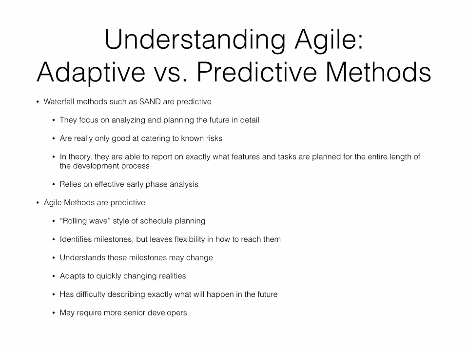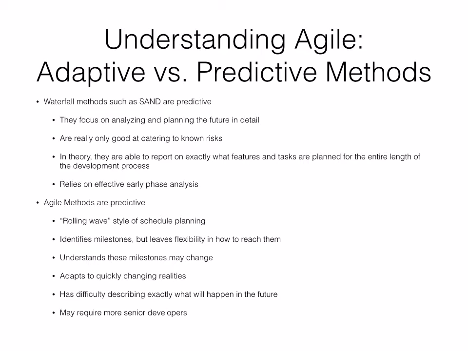So let's try to understand Agile a little bit more and the differences between Agile and Waterfall. I like to classify it as adaptive versus predictive methods. We've talked about this a little bit before. Agile is clearly adaptive. Systems analysis design, the waterfall method, is clearly predictive. Waterfall methods are predictive because they focus on analyzing and planning the future in detail. They focus on a very linear, sequential path to getting to some sort of utopia and having this perfect system at the end of the day. And that end of the day can be 3 to 5 years many times.